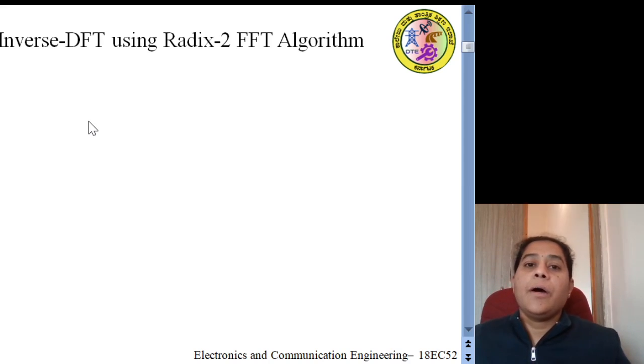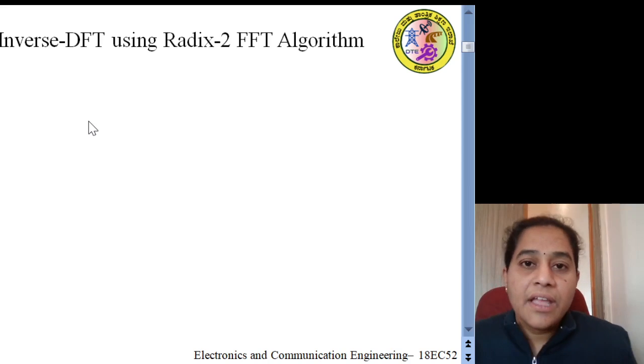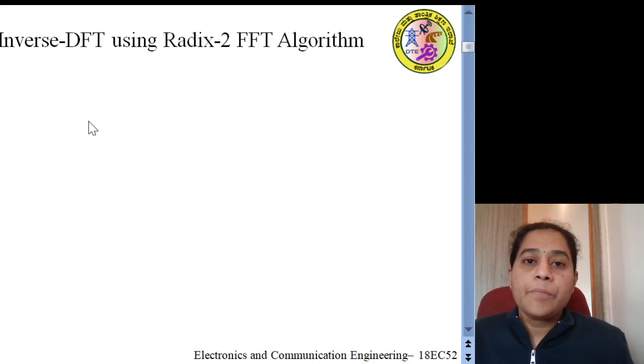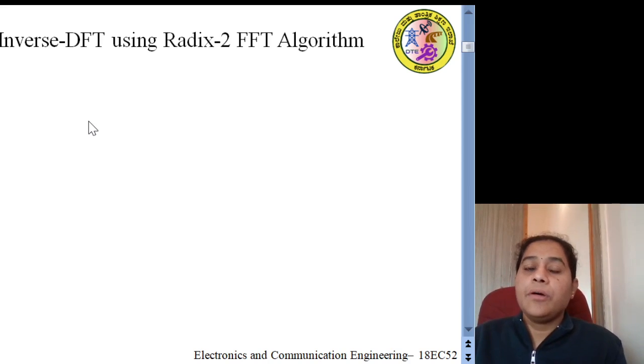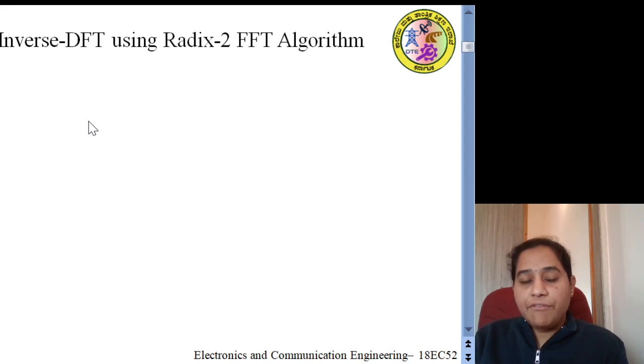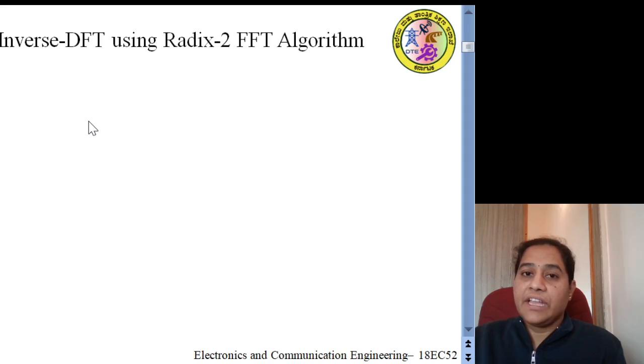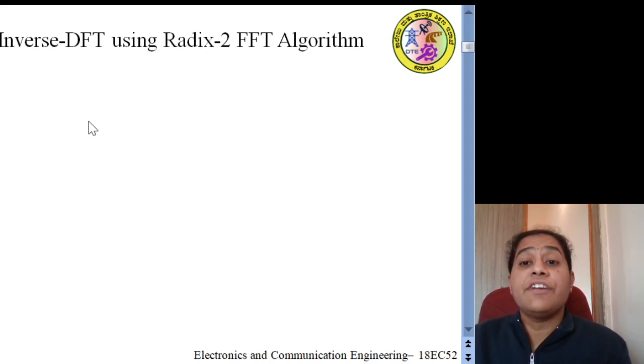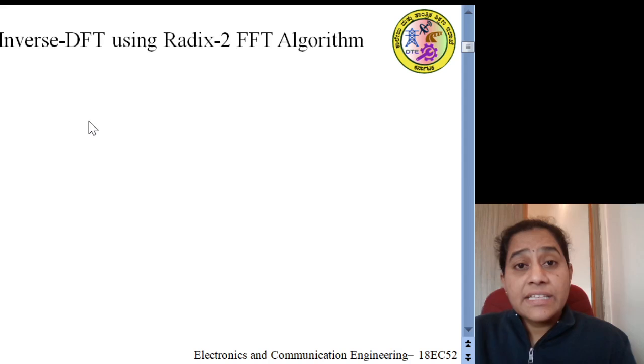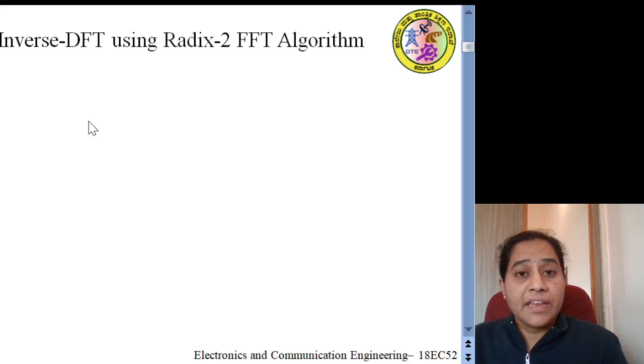This was introduced by Cooley and Tukey in their work. In that we considered the DIT-FFT algorithm and the DIF-FFT algorithm. Basically, we derived the DIT-FFT algorithm as well as the DIF-FFT algorithm for finding DFT. But what exactly we are doing here is finding inverse DFT using the same Radix-2 FFT algorithm.